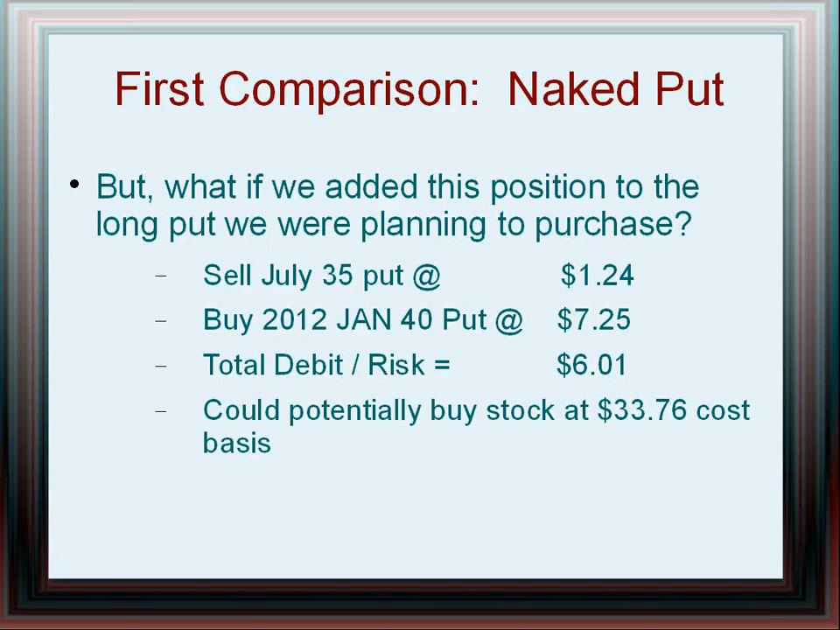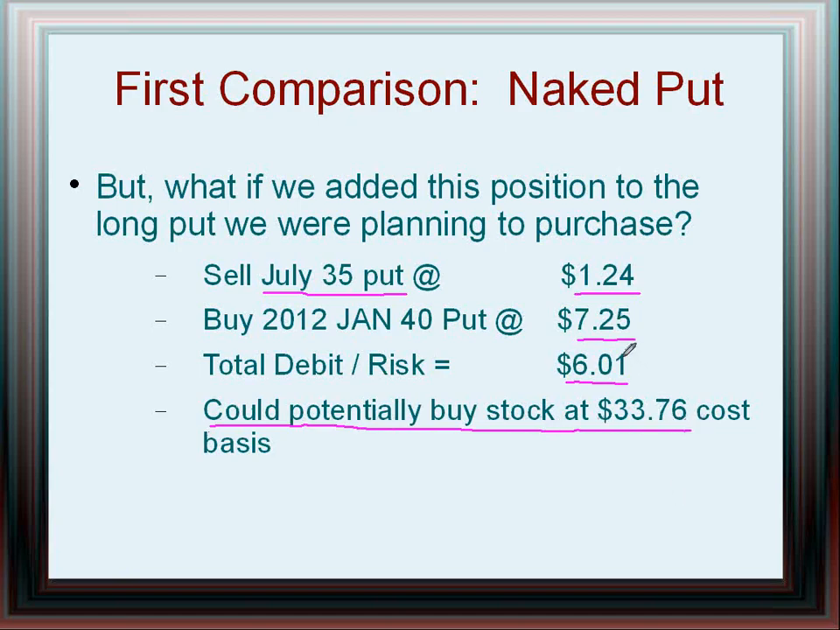Well, now we're going to sell a put, that July 35 put, which obligates us to buy shares of stock at 35 for $1.24. At the same time, I'm going to buy that January 2012 40 put for $7.25, just as we did with the RPM setup. So now my total net debit, my total risk on the position is $6.01. And we could potentially buy stock at $33.76.